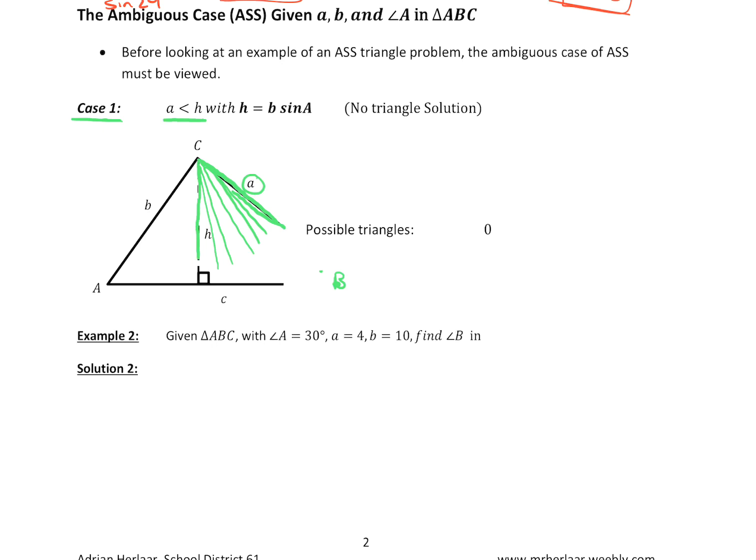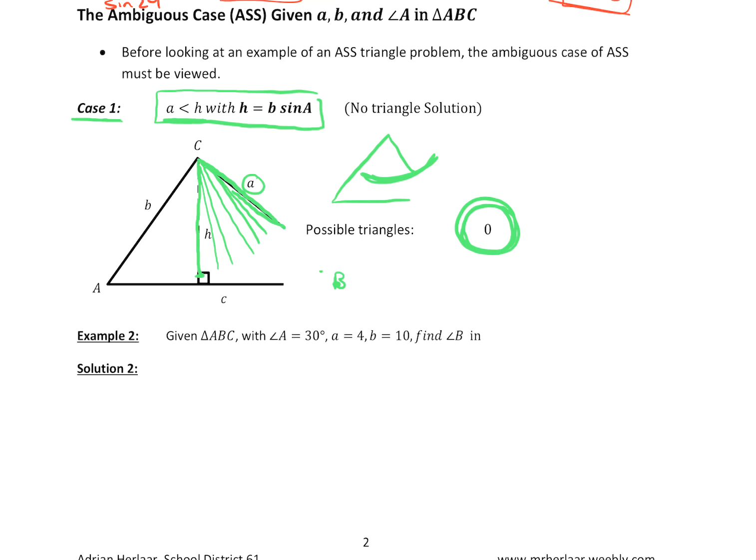And if it's shorter than the height will reach, but oh no, if that's A there, it's not going to reach. And it's just going to swing there. It's just going to be like you have this piece that just dangles and it just swings back and forth. You cannot create a triangle. No possible triangles. When A is less than H, you have no possible solutions.